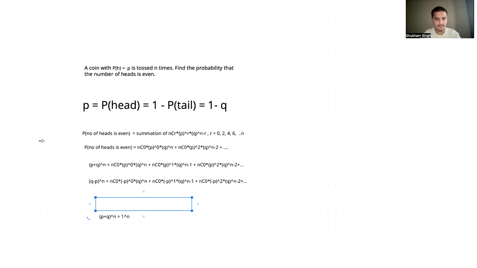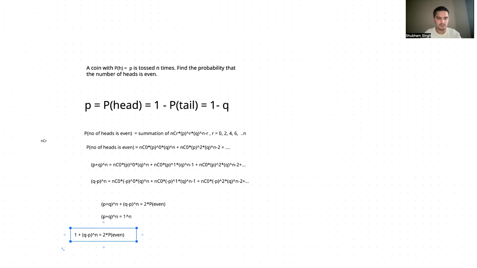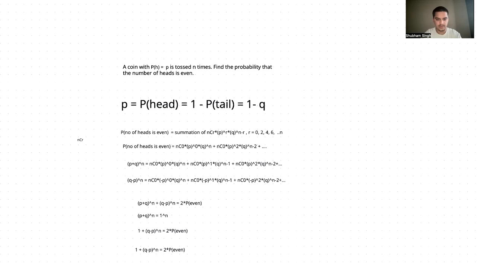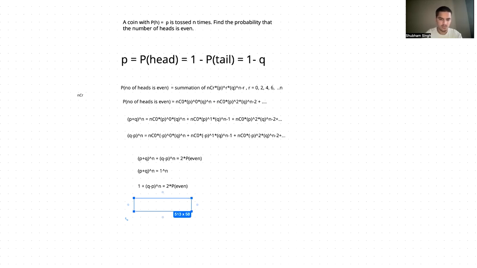So this will become 1. And if we take the 2 on the left side, we can write this and we get the probability that the number of heads is even as 1 plus q minus p raised to n, divided by 2. So that's it.